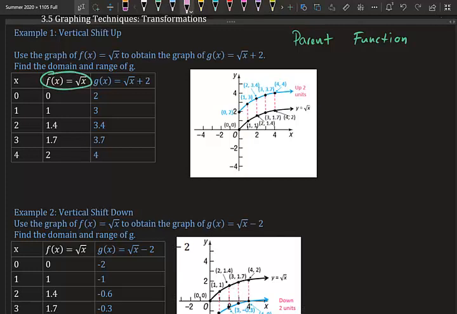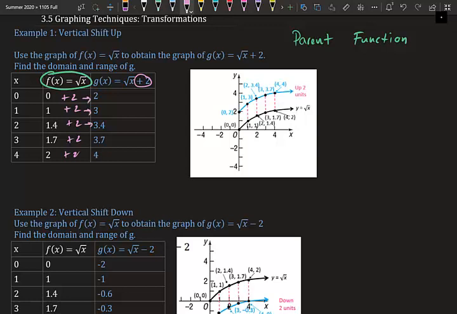Then, after you know those values, you would have to remember that if it's a plus 2 on the outside, every point goes up 2 units. And that's how we get these values right here to the right. So the black graph represents square root of x, and the blue graph represents square root of x plus 2. Blue goes with blue, black goes with white. So do you notice that the black graph, which is the parent function, we just go up 2 units? Everything just gets shifted up 2 units. And that's our transformation.